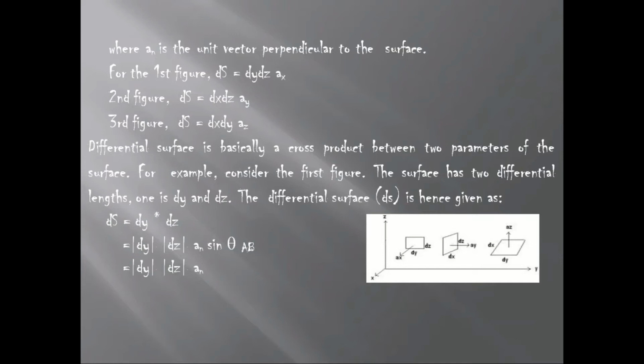As it is 90 degrees, sin theta is equal to sin 90 degrees. So sin 90 degrees is equal to 1. Then the product which we get is this, where a_n is the unit vector normal to both dy and dz, that we get from a_n is equal to a_y cross product a_z, which is equal to a_x. In other words, the differential surface element dS has an area equal to the product dy dz and a normal vector that points in the x direction.